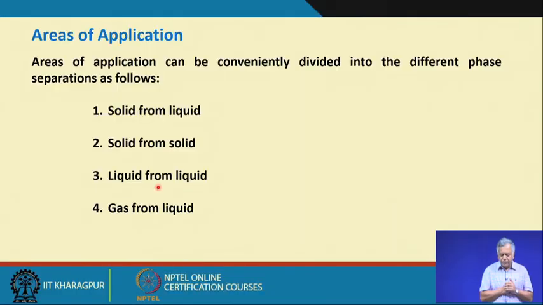But still, why are they being used? Because of the advantages associated with it, which I already explained to you. Now, what are the areas of application? The areas of application can be conveniently divided into different phase separations as follows. I call it a phase separation device. I do not say that the hydrocyclone is only a classifier. It is much more than that. Theoretically, any phase separation is possible to be carried out by this cyclone.